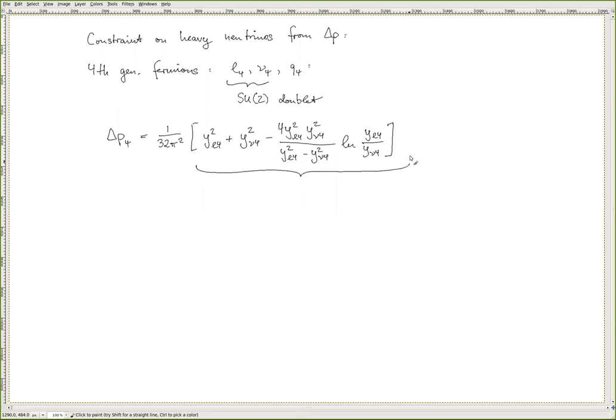So this formula looks a little bit complicated, but if one plays around with it a little bit, one can show that this whole expression is bounded from below by just the difference of these two Yukawa couplings squared. And the fact that our various measurements agree pretty well with the standard model, so we can't have a large extra contribution to delta rho, therefore puts a constraint on this mass difference. Electroweak precision data would impose a bound on this mass difference.